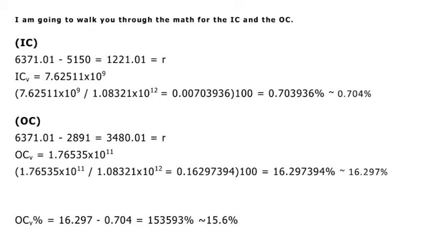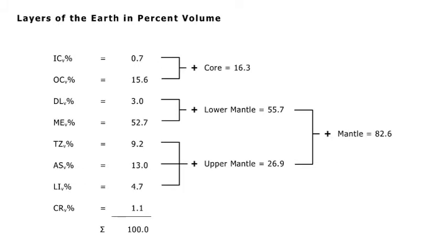But the outer core, well, we have the inner core in it, so we have to subtract the volume of the inner core. So to get our OCV, we take 16.297 minus 0.704, which equals, I left the dot off the 15, but it's 15.3593%, which is approximately 15.6%. Okay? And like I said, a tenth of a decimal place is where I'm going to carry all these numbers to. All right, so the layers of the Earth, here they are.